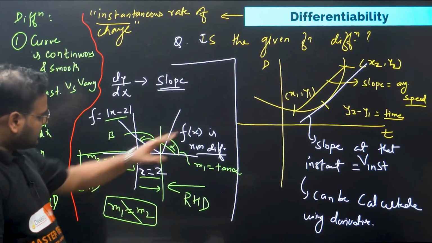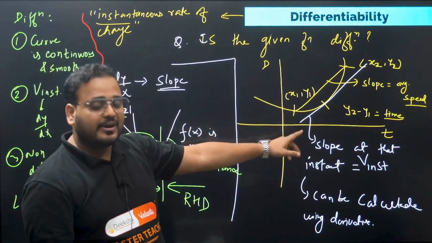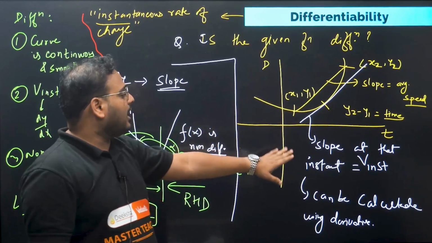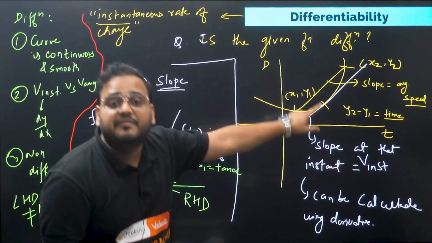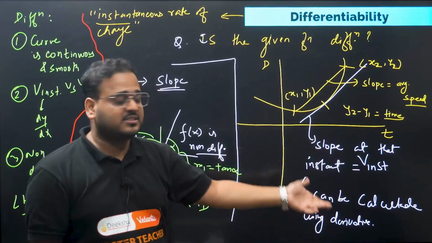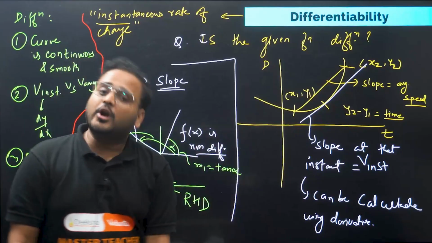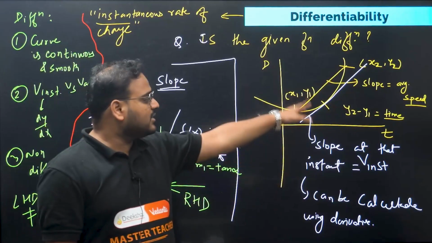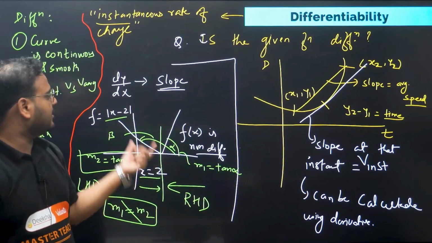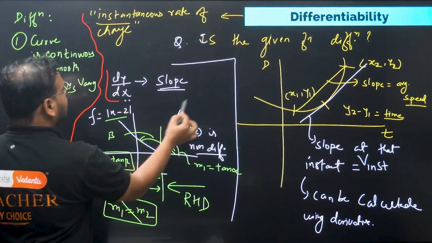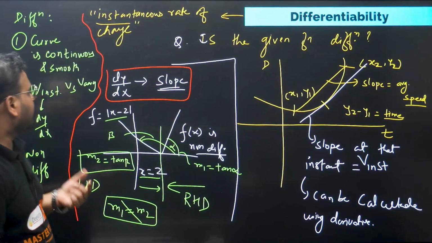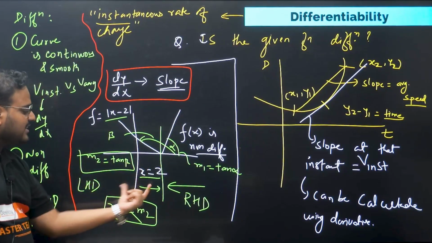What is the derivative? It is the slope of the curve at that given point. How can we say the function is differentiable? If the curve is smooth, then it is differentiable. If it has a sharp corner or edge, we call it non-differentiable. How do you find that? Using dy by dx. And when can you say non-differentiable? If you have LHD and RHD not equal.